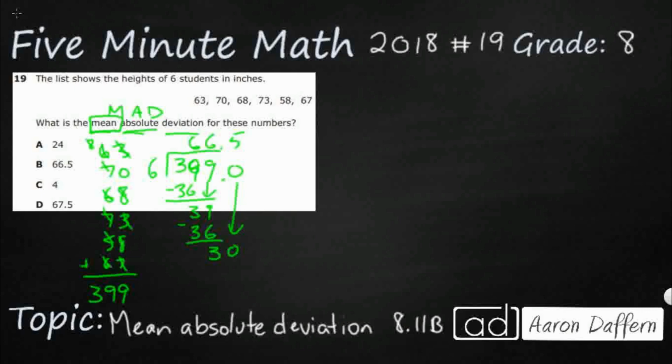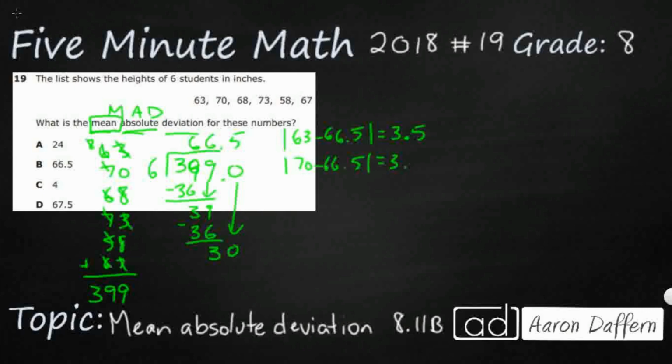Now, to find my absolute deviation, I need to see how far each of these numbers is away from that. But it's going to be the absolute value. I only want positive values. So I'm going to take 63 and subtract from that 66.5. And it's absolute value, so it's just 3.5 away. I just want to see how far away each of these are from my mean. So I'll do that for 70 and 66.5. It's also going to be 3.5.